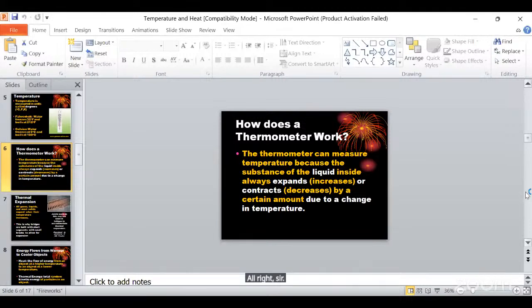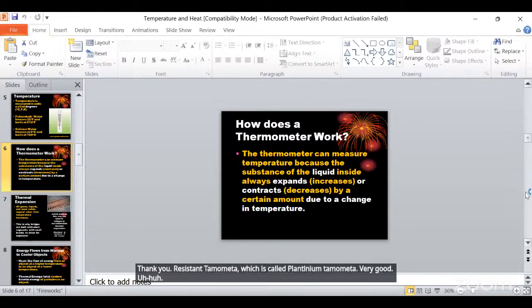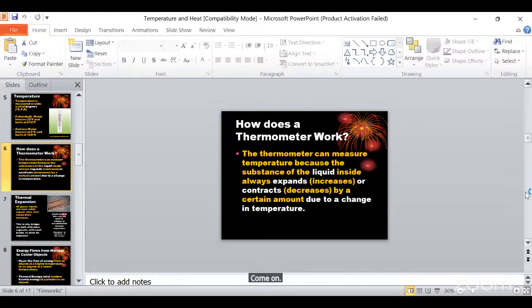Chuku Funaya, it's your turn. Okay, we have resistance thermometer and infrared thermometer. Resistance thermometer, which is called platinum thermometer. Very good. Thermocouple and infrared thermometer. Thank you, thermocouple and this.